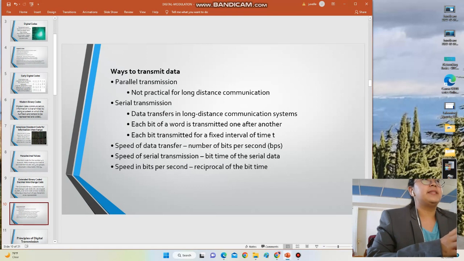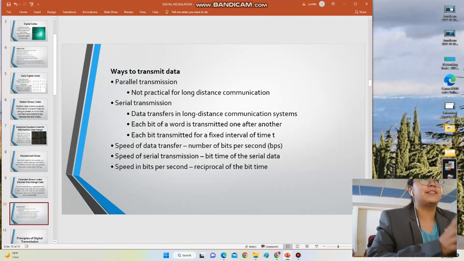Ways to transmit data. Parallel transmission is not practical for long distance communication. Serial transmission is the data transfer method used in long distance communication systems.